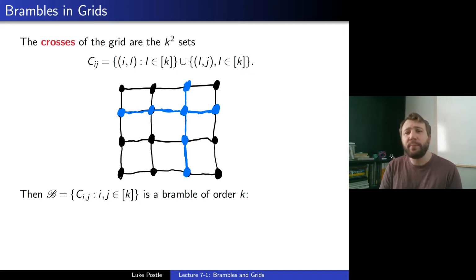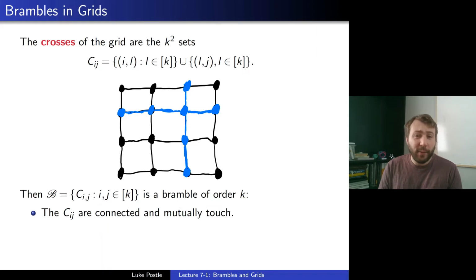So maybe stop and prove that to yourself for a second. We'll discuss why afterwards. So if you've thought about it, why is this? Well, they're connected, check, so they meet that definition, and they mutually touch. They actually intersect, right? All the crosses always intersect in at least 2 points. So that's good.